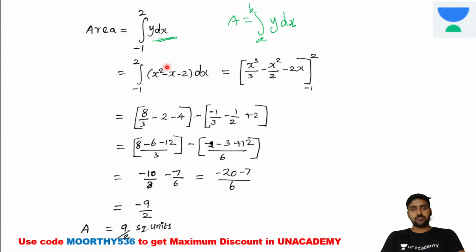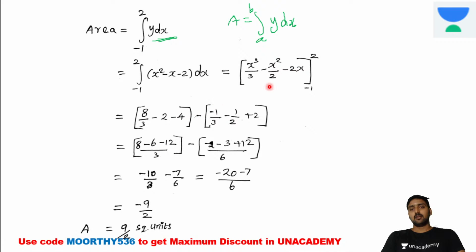Now integrate. X square integration equals x cube divided by 3. X integration equals x square divided by 2. And 2 integration equals 2x, with the minus sign, minus 2x. Now substitute the upper limit minus lower limit. While substituting the upper limit 2: 2 cube is 8, 8 divided by 3, minus 2 square is 4, 4 divided by 2 is equal to 2, minus 2 into 2 is equal to 4.